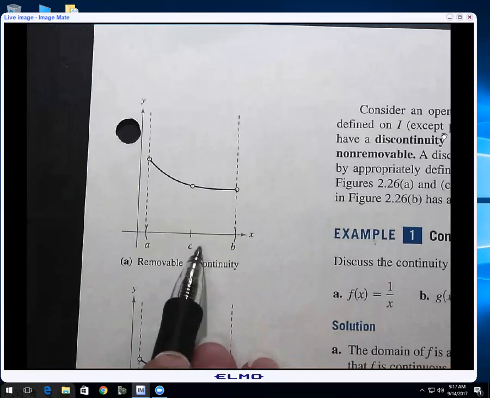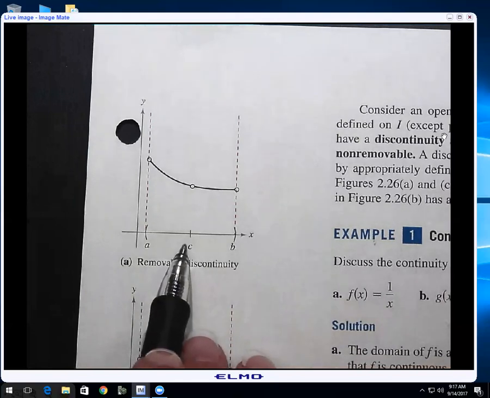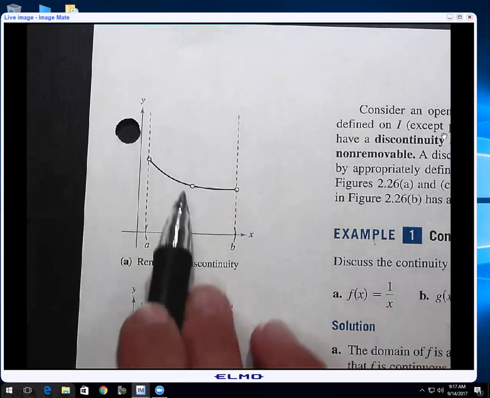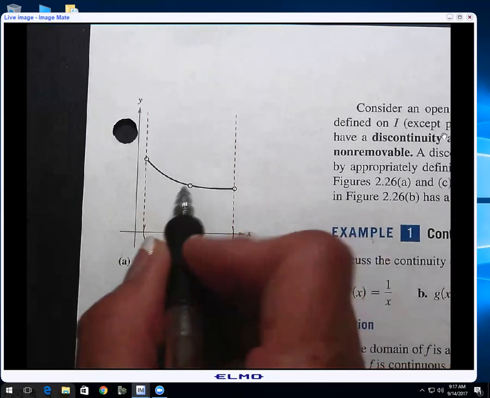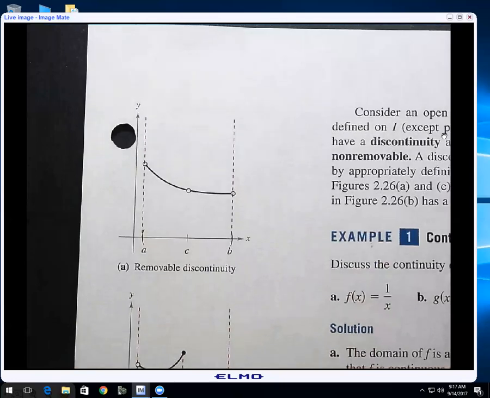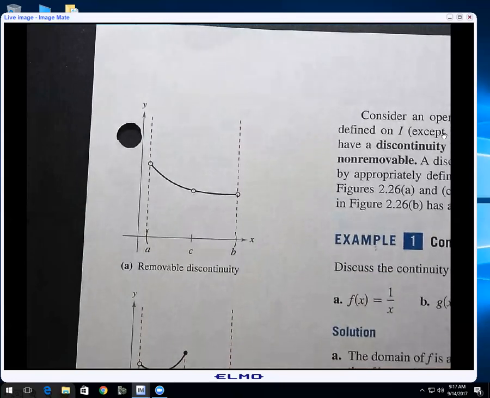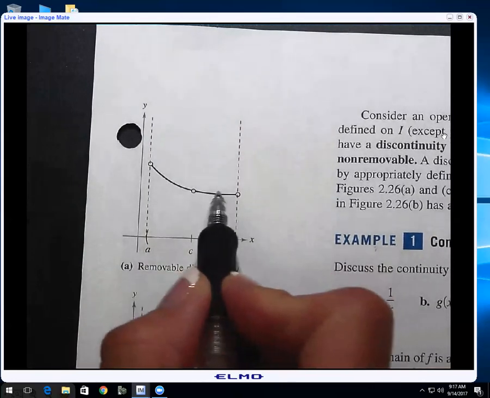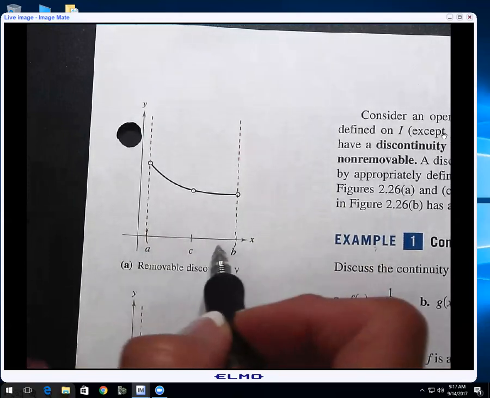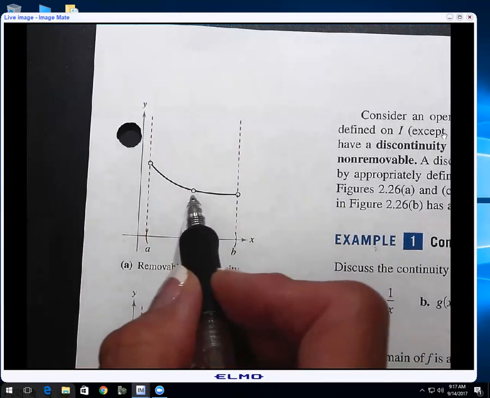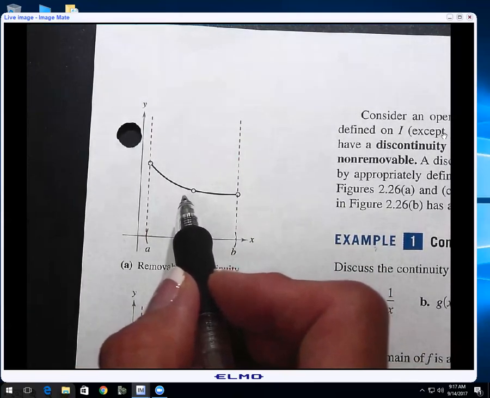In other words, over here in the margin, we have a removable discontinuity. This function is discontinuous at C, but all I would have to do to make it continuous is fill in that dot. If I just defined f of C to be the same thing that limit is, then that function would be continuous on the open interval from A to B. So I say that's a removable discontinuity. I can fix it just by filling in the dot.